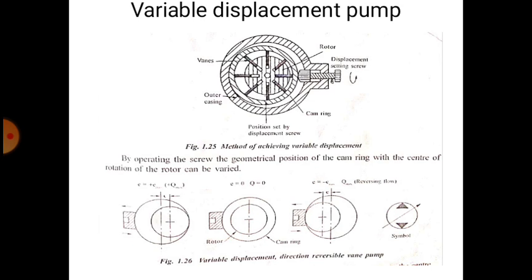By operating the screw, the geometrical position of the cam ring with respect to the center of rotation of the motor can be varied. A circle with two arrowheads and an arrow mark shows the symbol of the variable displacement pump. The arrow mark indicates this is a variable displacement pump.